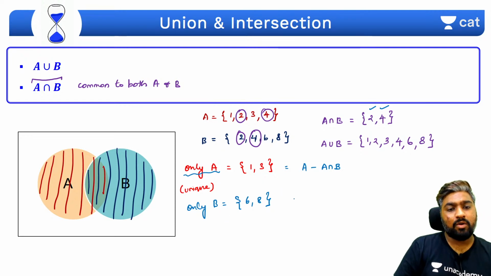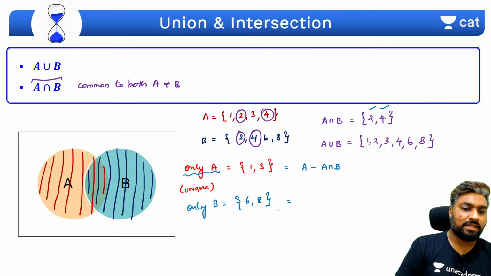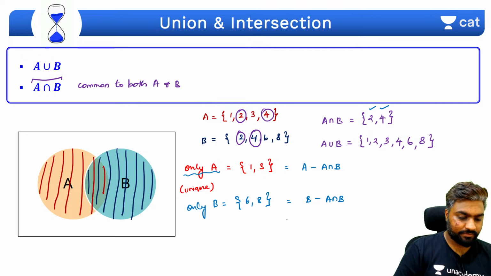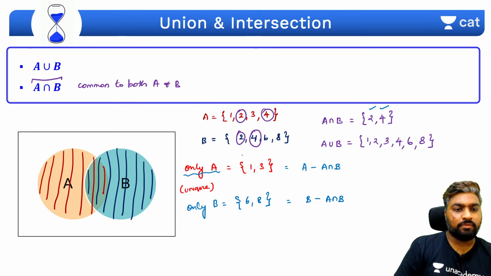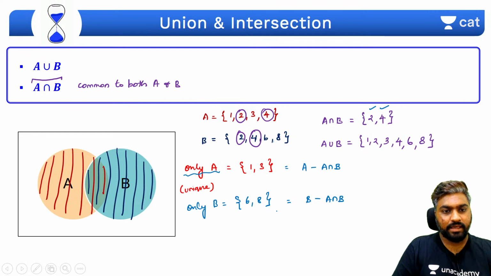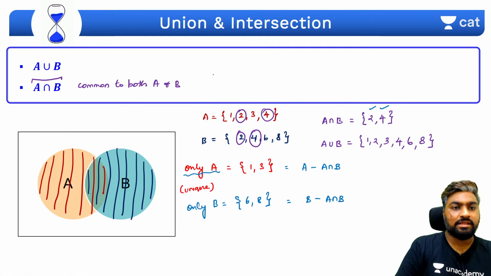Yes. Same way, only B can be given as what? The set B, that is 2, 4, 6, 8, minus the intersection of A and B. Correct? So from 2, 4, 6, 8, I remove 2 and 4 because they belong in the intersection. Remaining 6, 8 is only B. Got it?